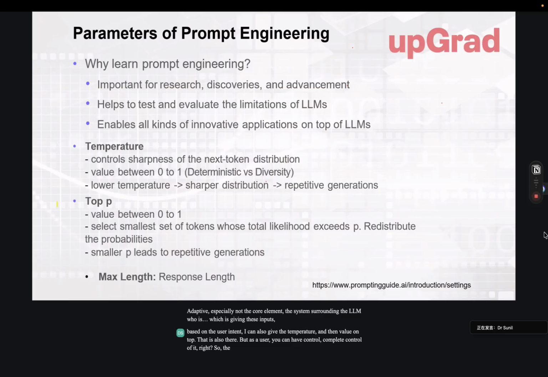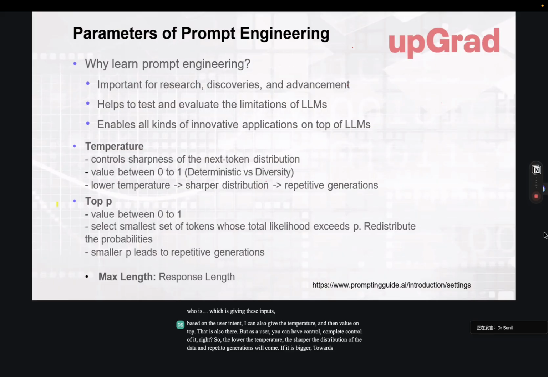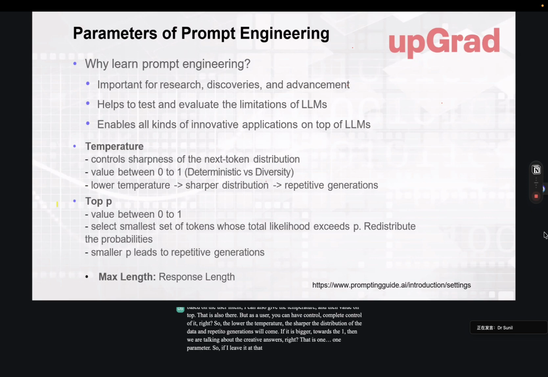So the lower the temperature, the sharper the distribution of the data, and repetitive generations will come. If it is bigger, towards one, then we are talking about creative answers, right? That is one parameter. If I leave it at that point, it is very easy for you. Okay, you have temperature from 0 to 1. I'll take some examples and close it.